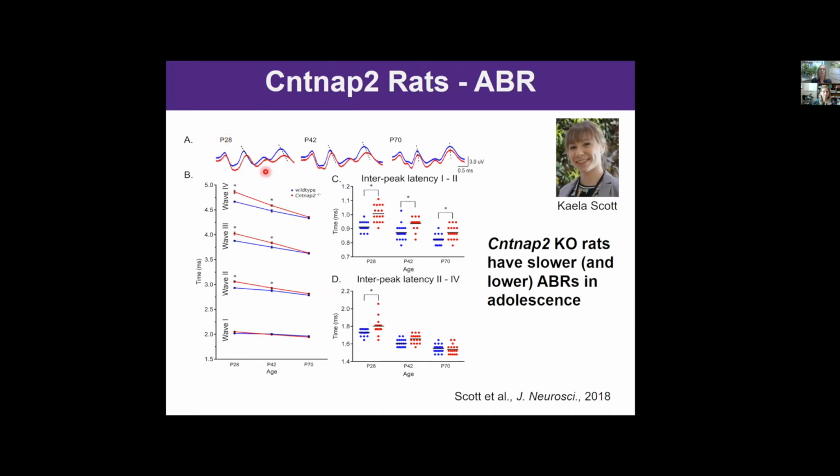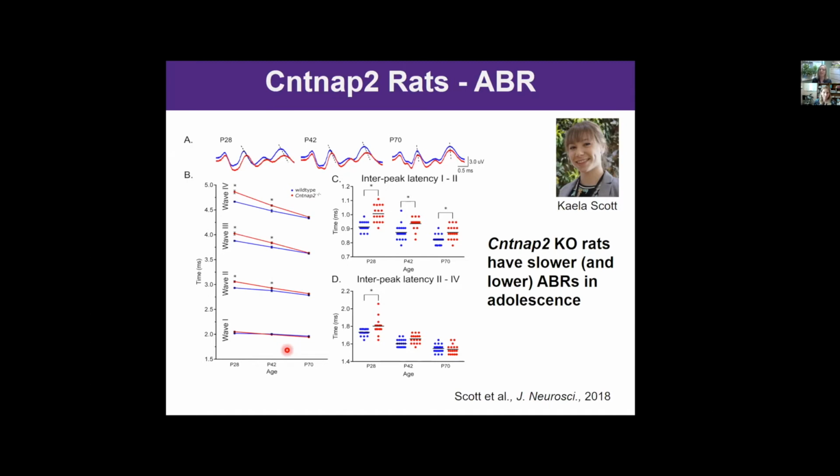So we look at postnatal day 28, that's shortly after weaning. These are fairly young rats. And if we measure, in this case, I think these are the latencies as well, we can see that the latency of wave 1 is slightly increased, wave 2 even more so, and in 3 and 4. However, when the same animals age, this is P42, this would be an adolescent, and then P70, which would be a young adult, so maybe 18 years of age, we see that these latencies normalize. So like in kids with autism, we seem to have this delayed maturation of the auditory brainstem.